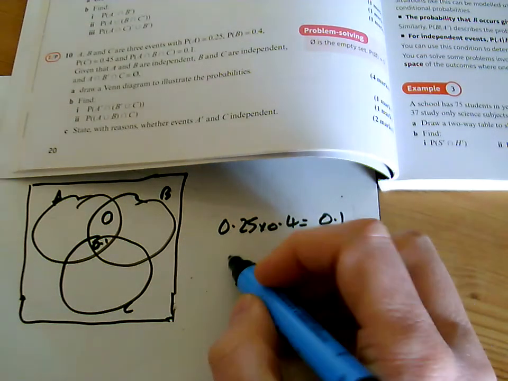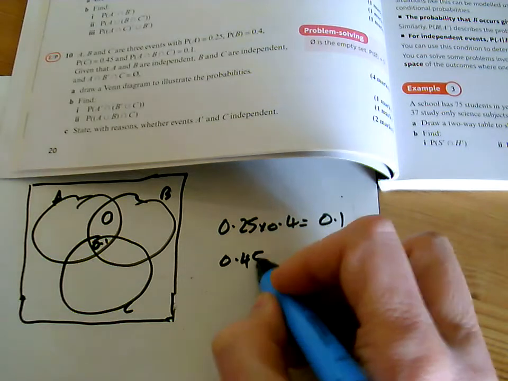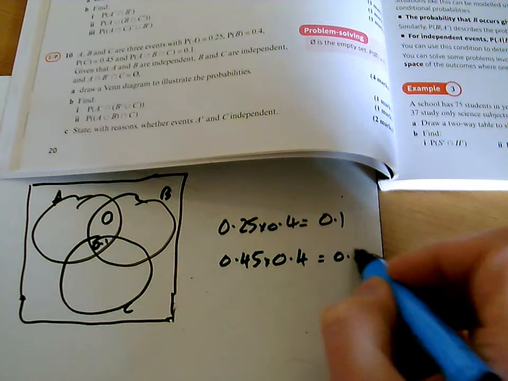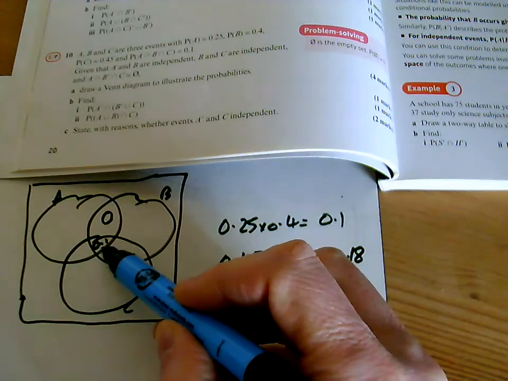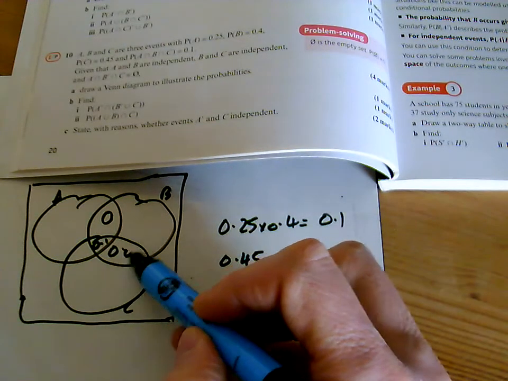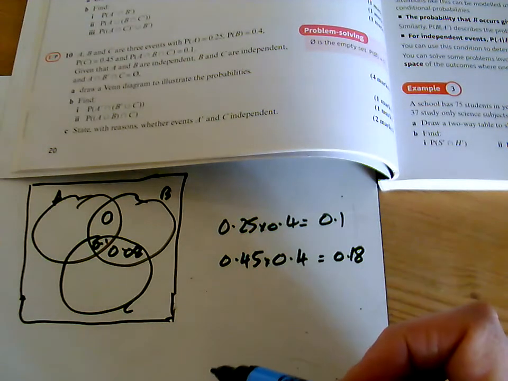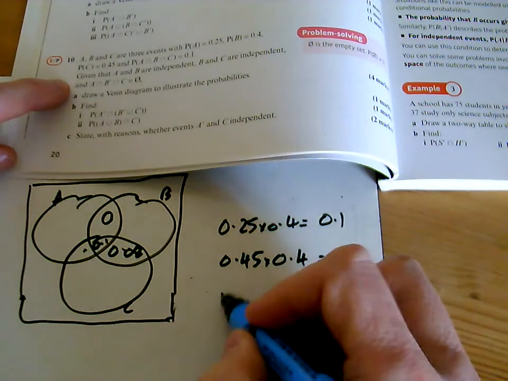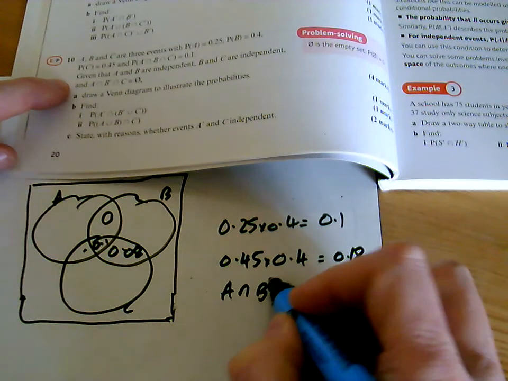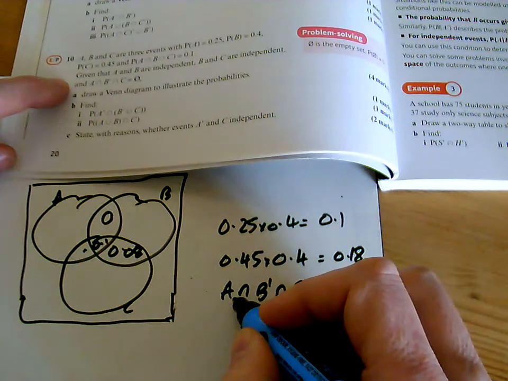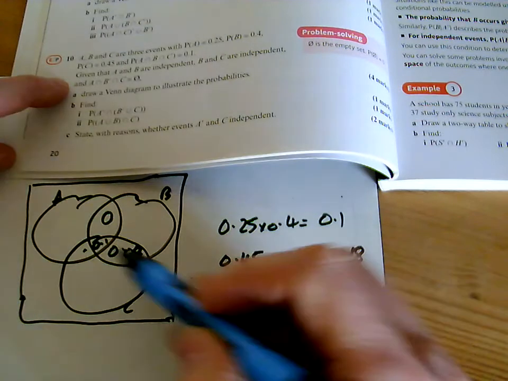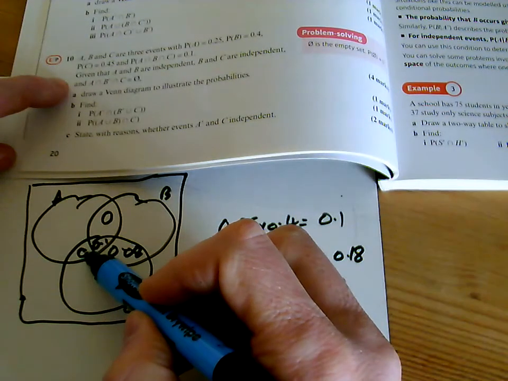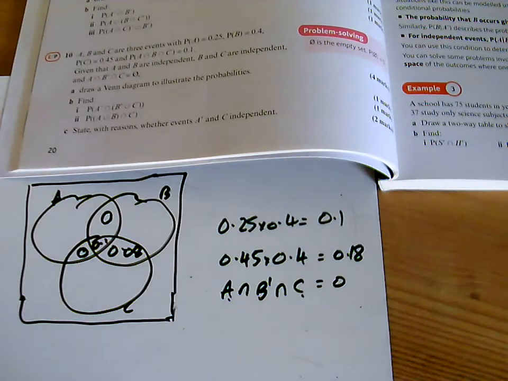We're also told B and C are independent. So if I times 0.4 and 0.45, that gives me 0.18. We've already got 0.1, and so this part here must be 0.08. This part here is the bit we're talking about in the question: A intersection not B intersection C. So it's in the crossover between A and C, but it's not in B. And we're told that that's 0. It's the empty set. So there's all those bits in.